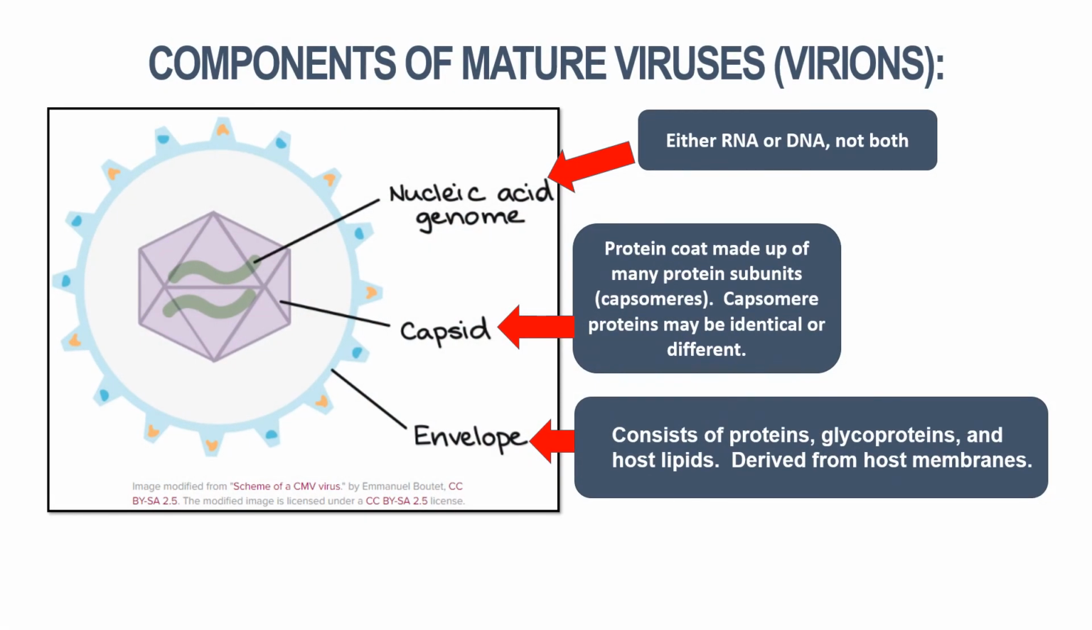A complete virus particle is called a virion. The components of virions consist of nucleic acids, capsids, and envelopes. The nucleic acid carries the virus genome, the collection of genes, and may consist of either DNA or RNA, but never both. The protein capsids are made up of many protein subunits called capsomeres.